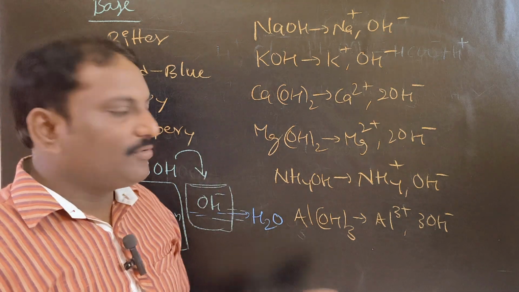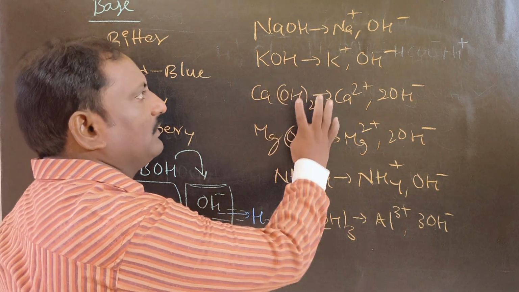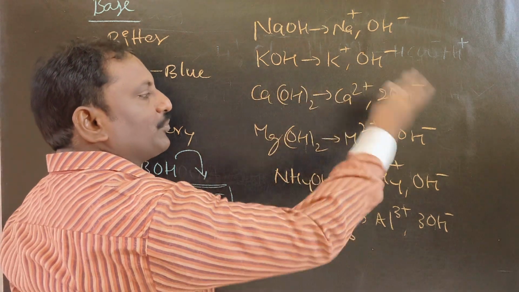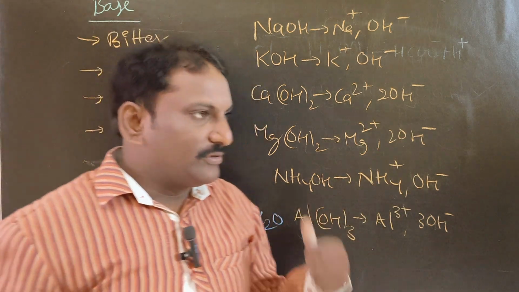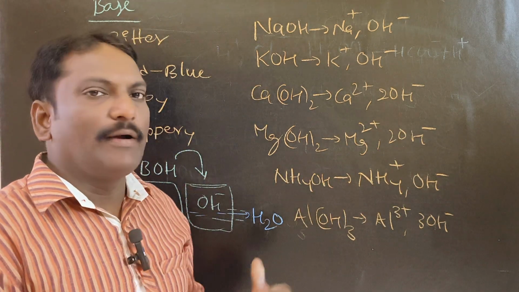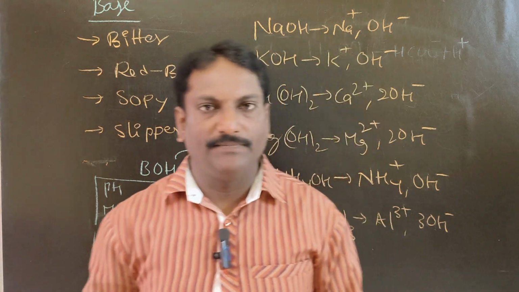So you must have seen that in all these examples, they are ready to produce OH minus ions when they are dropped in water. So this is what is meant by acid and what is meant by base.